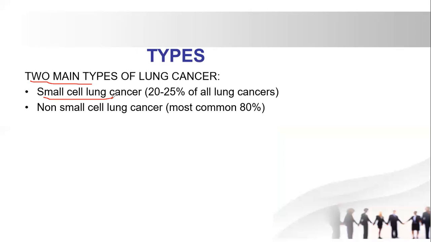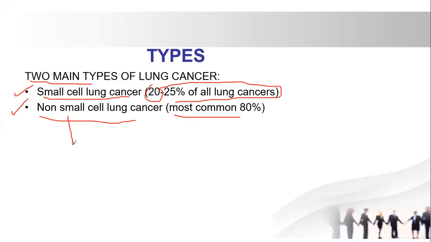That is the small cell lung cancer, which contributes 20 to 25% of overall lung cancer, and the other is the non-small cell lung cancer, which contributes 80% of all cases of lung cancer. As "small" refers to small, it means a small proportion, 20 to 25%, is contributed by small cell lung cancer, while non-small means a large cancer that grows very slowly, and it contributes the majority, 80% of all types of lung cancer.